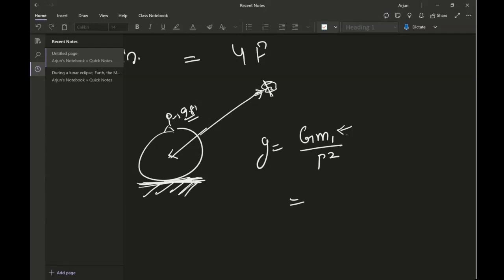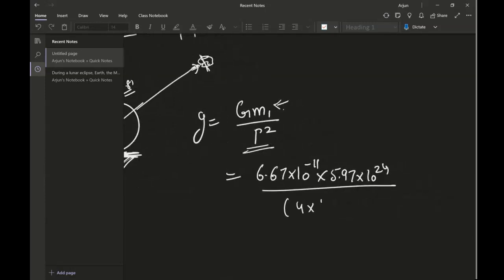So that will be equal to the G value, 6.67 times 10 raised to the power negative 11, multiplied by the mass of the Earth, which is 5.97 times 10 raised to the power 24, divided by r. The r will be equal to 4 times 6.38 times 10 raised to the power 6, close the bracket and square it.